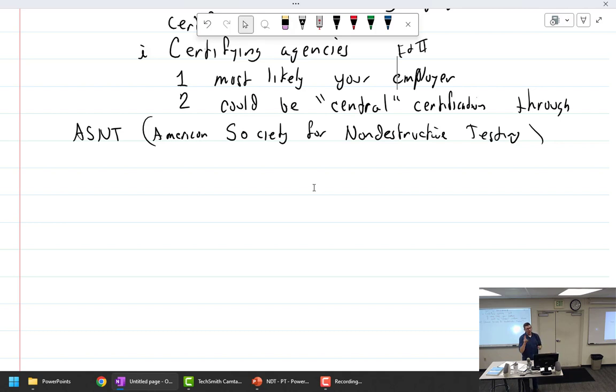Now, there's the central certification whereby I could go out and get this central certification, have a level 2 in my pocket and say, yeah, I don't even work for a company that has an ASNT program. Me personally, I am a level 2. I got it through ASNT.